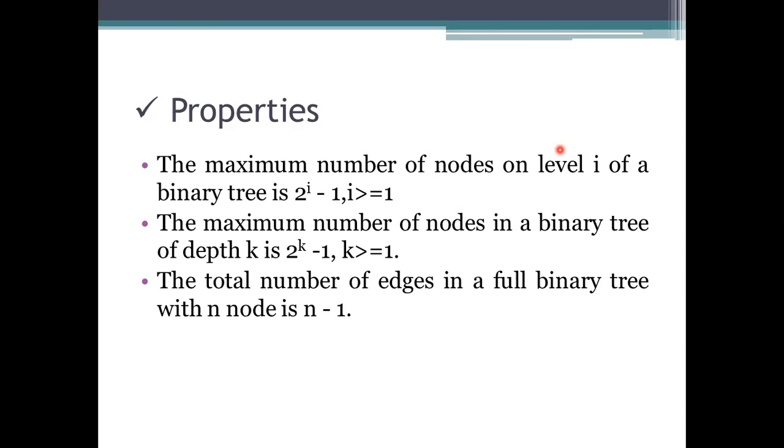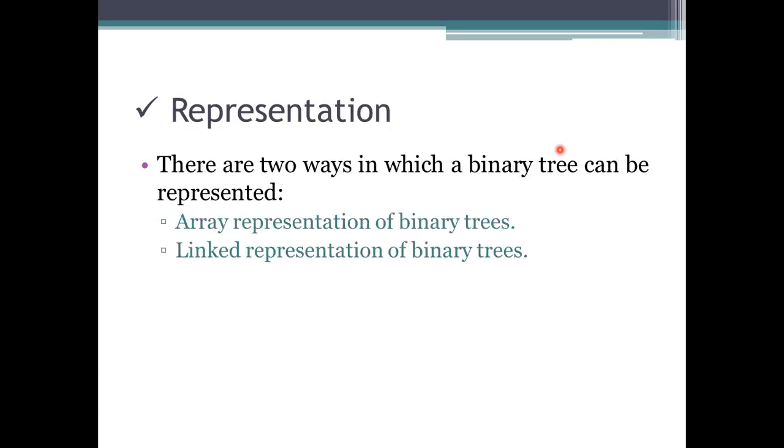The basic properties of the binary tree: the maximum number of nodes at a level I can be taken as 2 to the power of I minus 1, where I is greater than or equal to 1, and the maximum number of nodes in a binary tree of depth k can be taken as 2 to the power of k minus 1, where k is greater than or equal to 1. And the total number of edges is n minus 1, where n is the number of nodes we have.